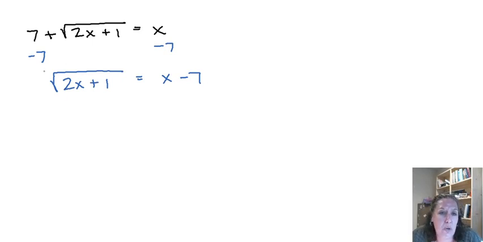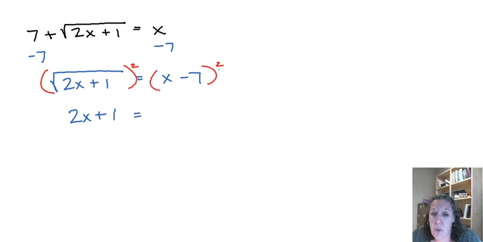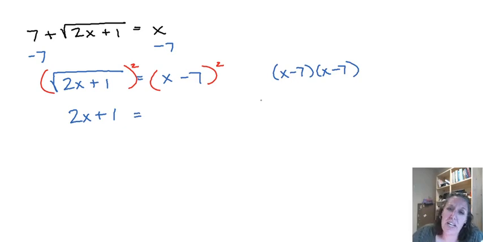All right, now we've got that square root isolated. We can square both sides, just like we did on the previous one. When we square the square root, they're going to negate each other, and we will only be left with what's inside, in this case 2x plus 1. On the right-hand side, we have a binomial squared. Remember, a binomial squared means that we have to multiply it by itself. You can either use the shortcut formula if you know it, or you can multiply x minus 7 by x minus 7, and you will get x squared minus 14x plus 49.